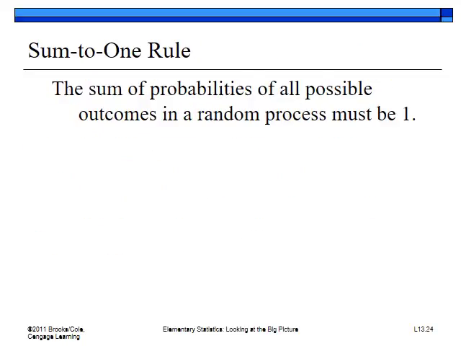So, if you consider all of the possible outcomes in a random process, as long as those outcomes do not overlap, the sum of those probabilities must be 1.